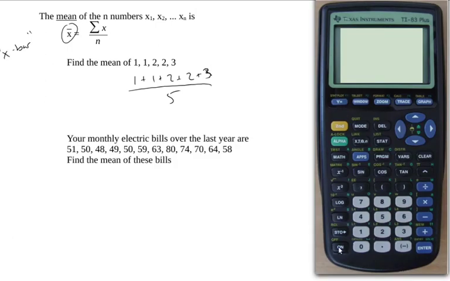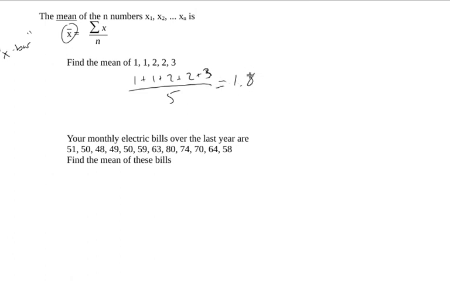Oops, I've got to turn my calculator back on. 1 plus 1 plus 2 plus 2 plus 3 gives me 9. Divide that by 5. And our average, our mean rather here, is 1.8. And we can do this with all sorts of different numbers.